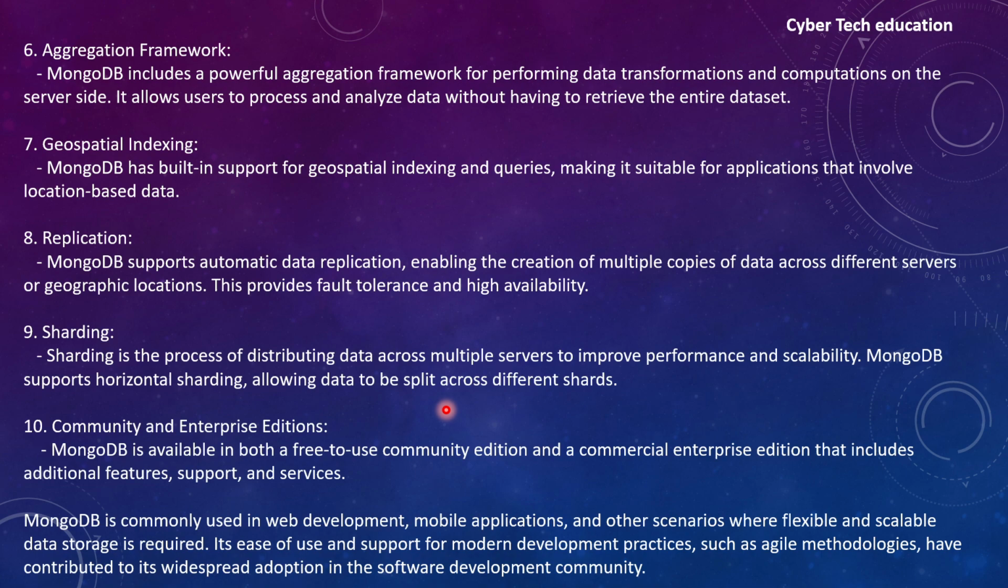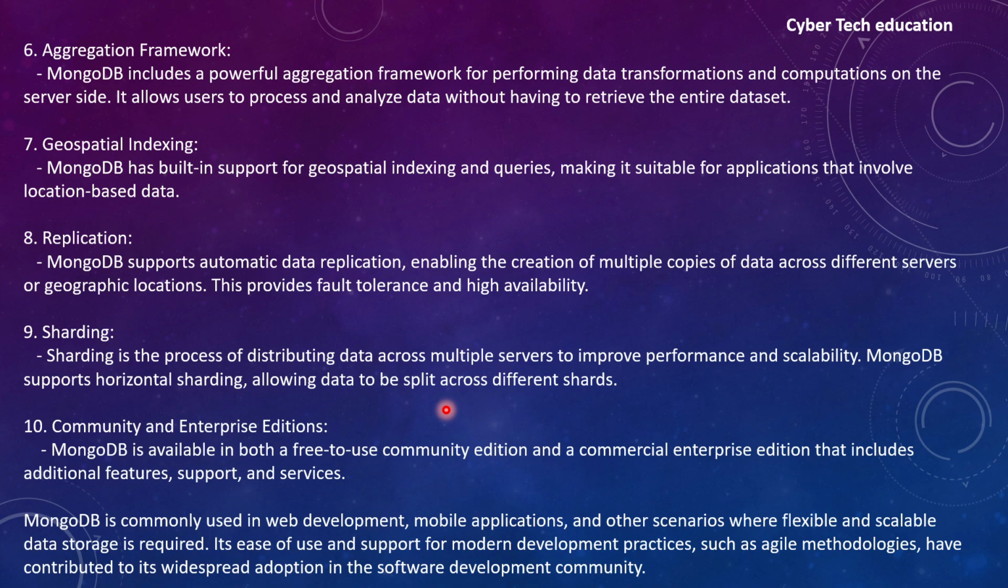Geospatial indexes. What is geospatial indexing? MongoDB has built-in support for geospatial indexing and querying, making it suitable for applications that involve location-based data. Then replication. MongoDB supports automatic replication, which enables the creation of multiple copies of data across different servers or even geographic locations.